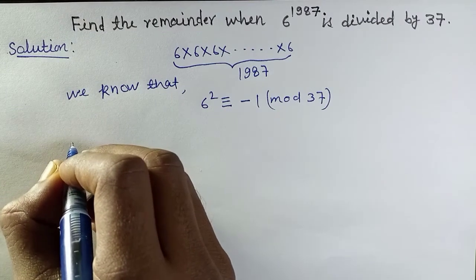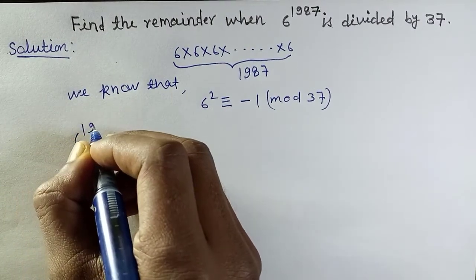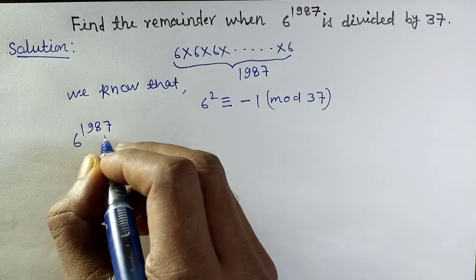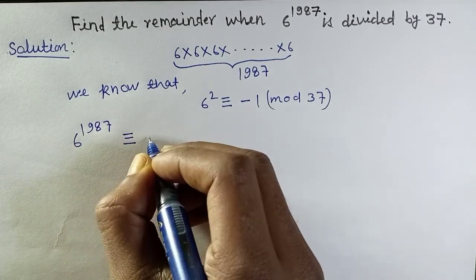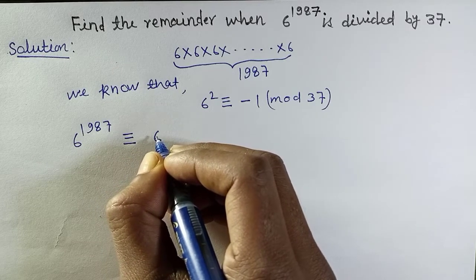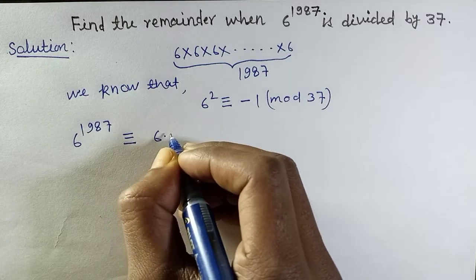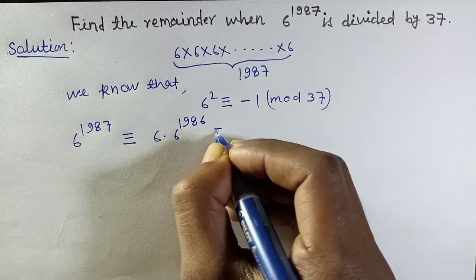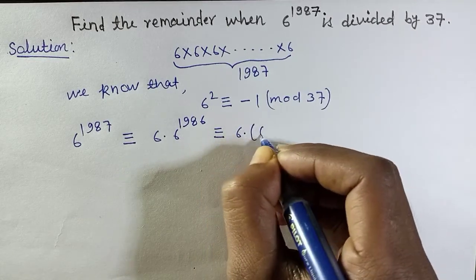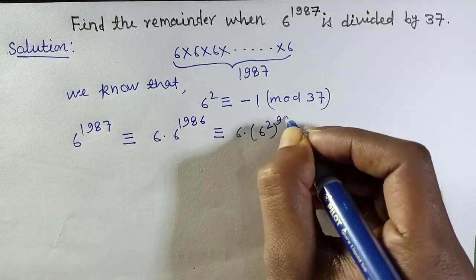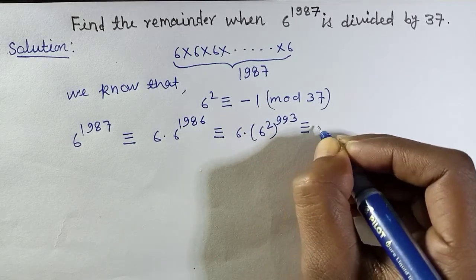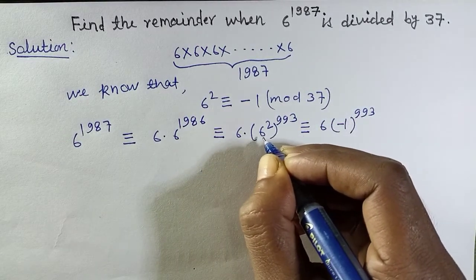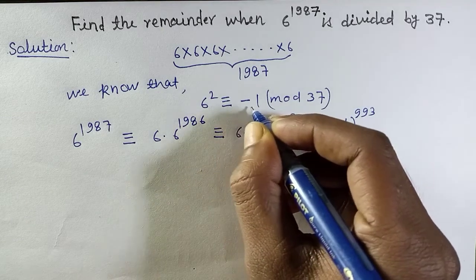So we can write 6 to the 1987 is congruent to 6 times 6 to the 1986, which is congruent to 6 times 6 squared to the 993, which is congruent to 6 times -1 to the 993, because 6 square is congruent to -1 mod 37.